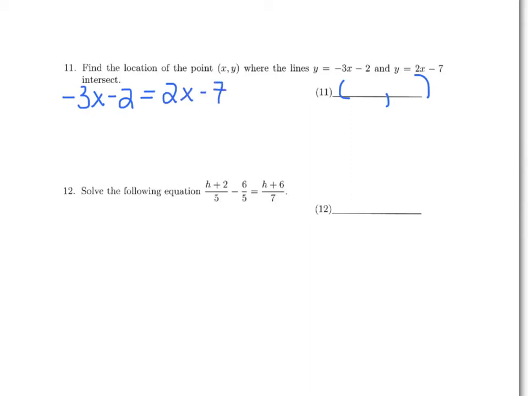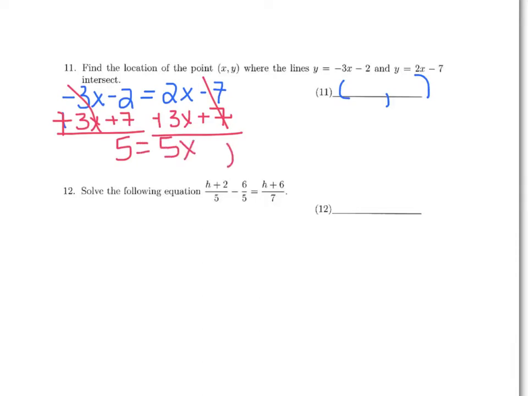Let's move all the variables to the right-hand side. So let's add 3x, that's a plus sign, plus 3x, because here they add to 0. Let's move the numbers to the other, so add 7. So on the left-hand side we get 5, on the right-hand side we get 5x. Divide both sides by 5, and we get x equals 1. So that's our first piece of our point.